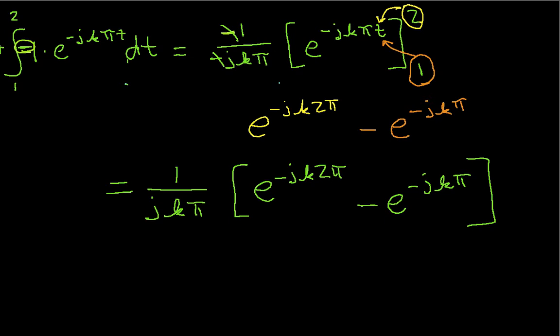Some interesting things occur here. If I look at this e to the minus jk 2 pi, k, you'll recall, is always an integer. It could be negative, but it could be positive, but it's always an integer. And so you'll recall that this complex exponential, in fact, I'll actually write it down the first time because this is going to be key to understanding what's going on. Actually, that should be a negative sign.